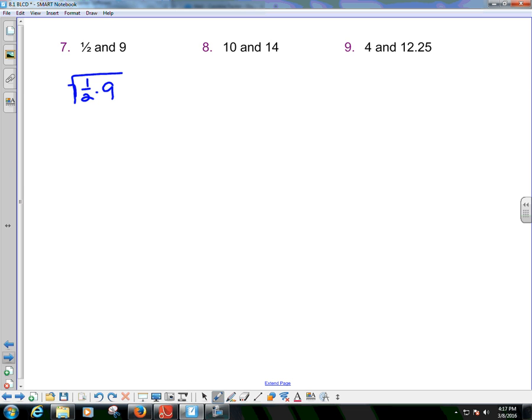Well, this is a yucky one. I don't know what the square root of 1/2 is, but I know that the square root of 9 is 3. So I'm going to say 3 times the square root of 1/2. And honestly, that's not how we would typically write that. We would say 3 times the square root of 1 over the square root of 2. The square root of 1 is just 1.